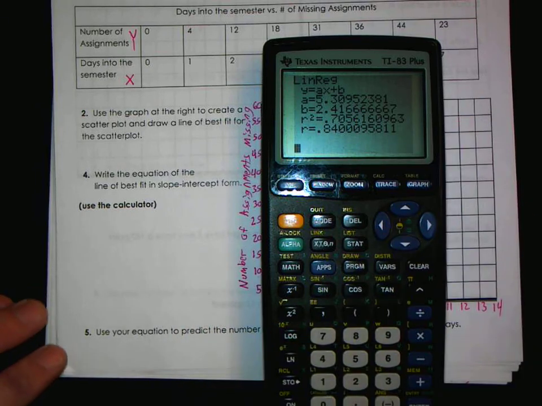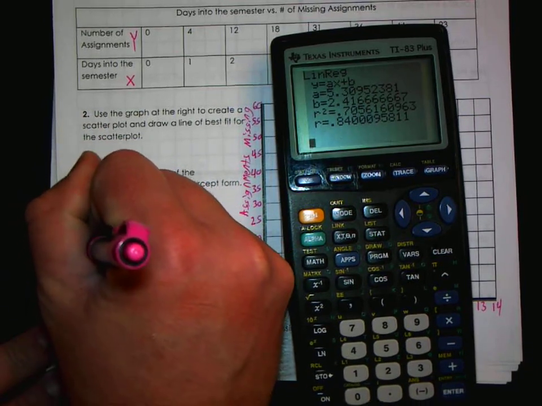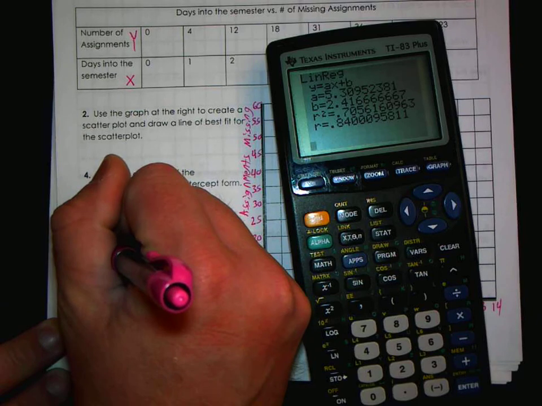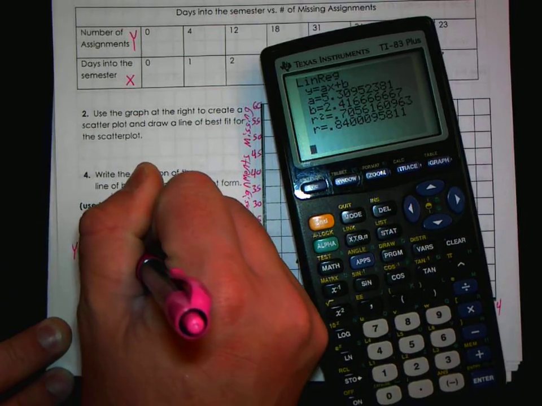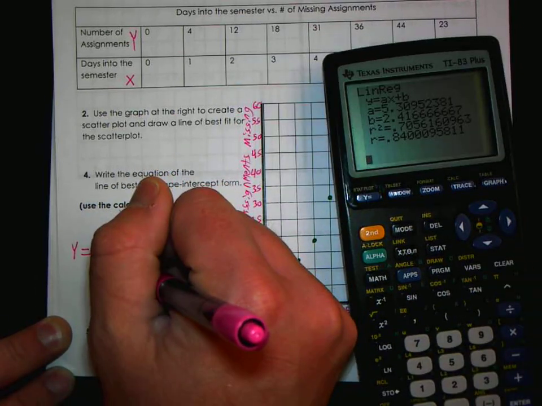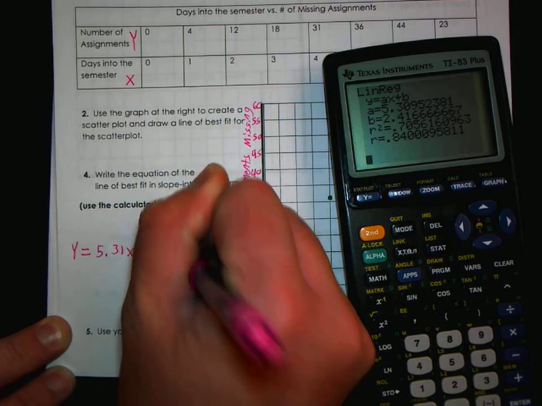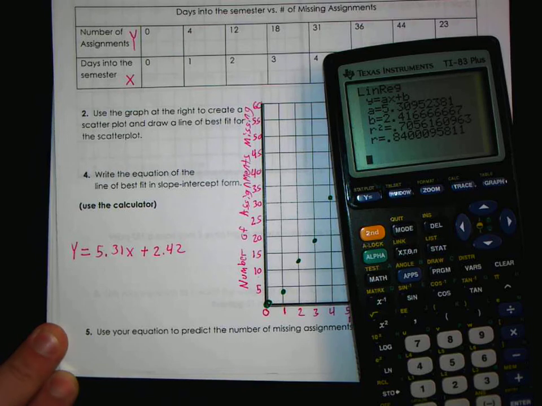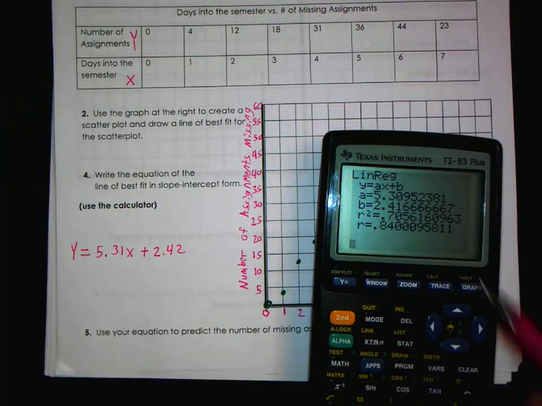So the equation is y equals 5.31x plus 2.42. So here is my slope, here is my y-intercept.